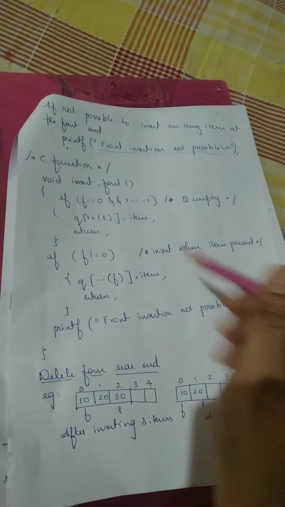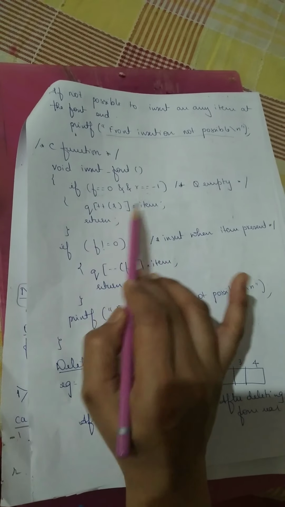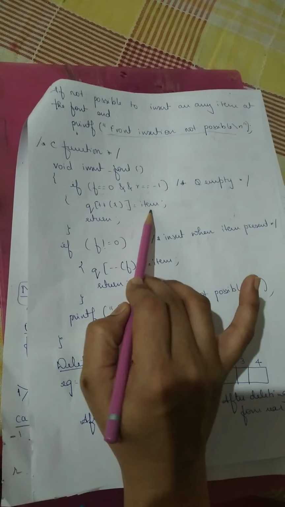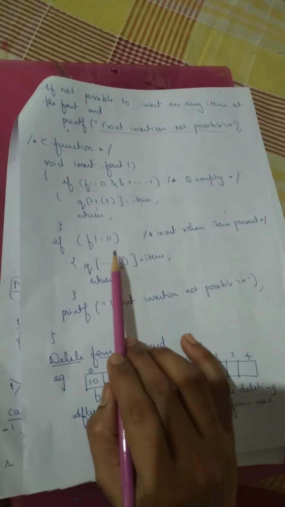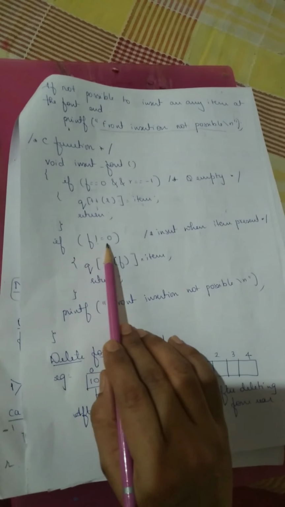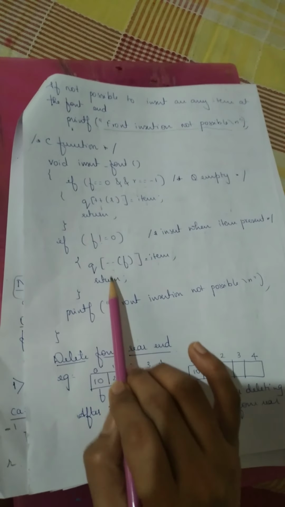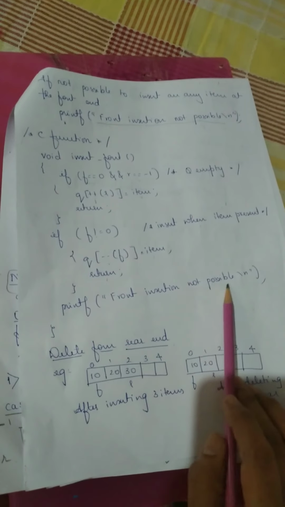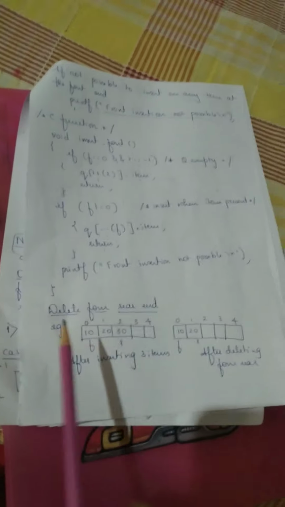C function for insert front. If F is equal to 0 and R is equal to -1, increment R by 1 and insert item. Insert when item is present: if F is not equal to 0, then decrement F by 1 and then insert. If both cases are not possible, front insertion is not possible.